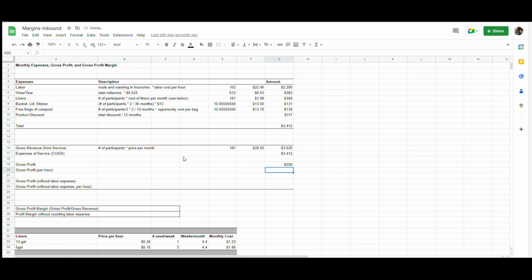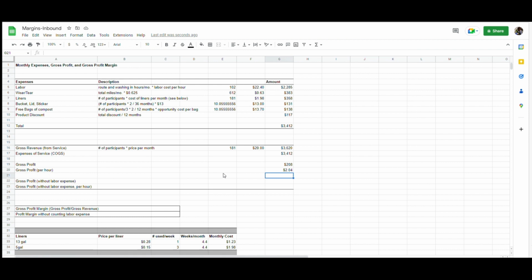Okay? And per hour, we take that, and again, we know how many hours we're spending, 102, right? So we take this cell, which is G19, equals G19, and we divide it by, what is this cell? E5. Again, that way if we change anything, it will automatically update it. Now, let's take a quick look at this.